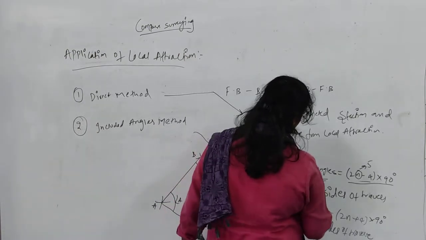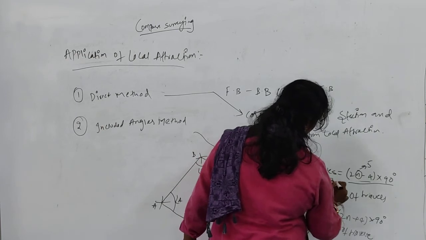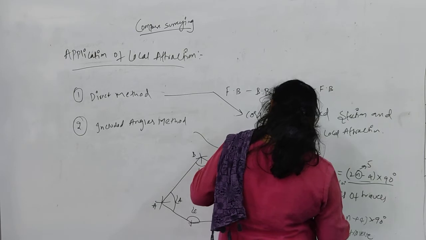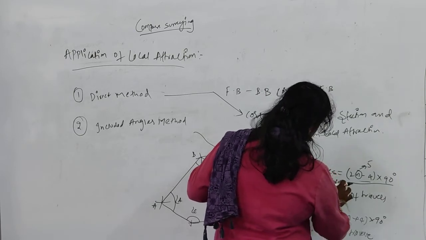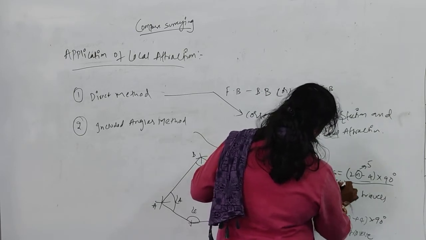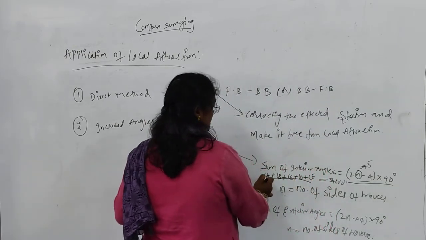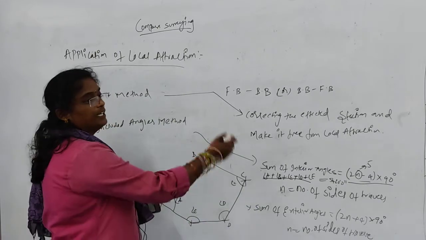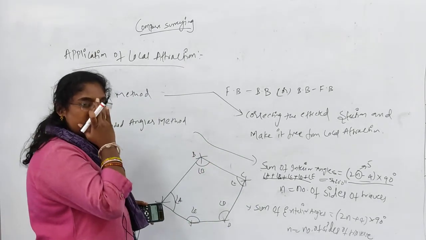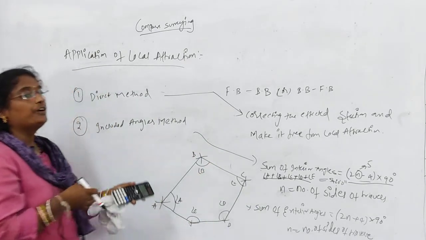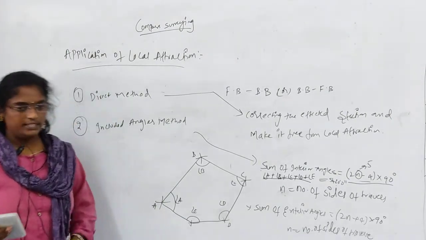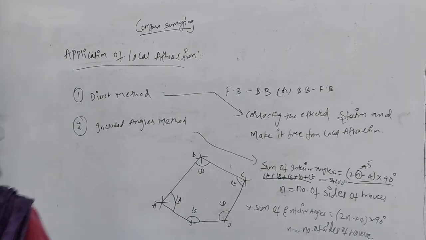Right? Whatever the angles you will be getting, 540 degrees, 0 minutes, 00 seconds. Right? Your sum of interior angles should be this one. If you are not getting the sum of interior angles, if it is not satisfying the condition, then again we need to go for the error and the correction. Now we will solve the problem.